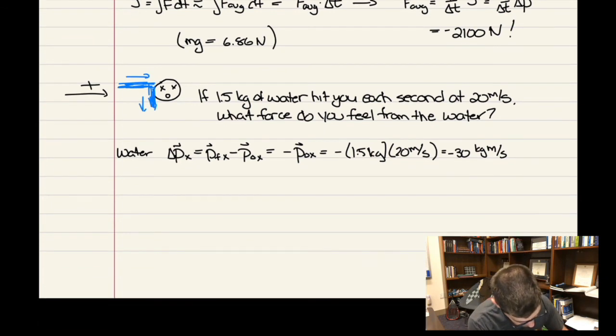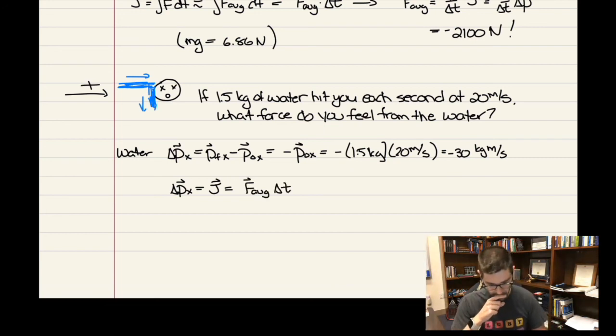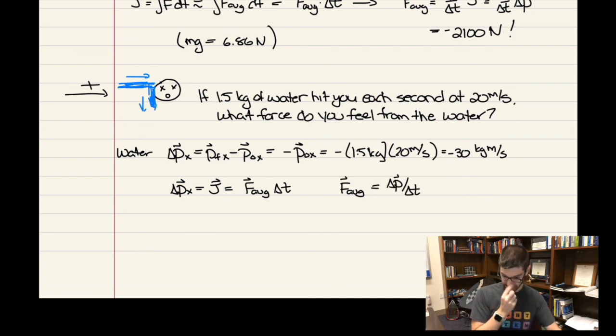I can relate this change of momentum to an impulse, which I will approximate as some F average times delta t. So I can write that the F average on the water is the change of momentum on the water divided by this small delta t, which in this case we're just going to call 1 second. Dividing by 1, that's negative 30 newtons. You might think negative, it points to the left. And that is the case.